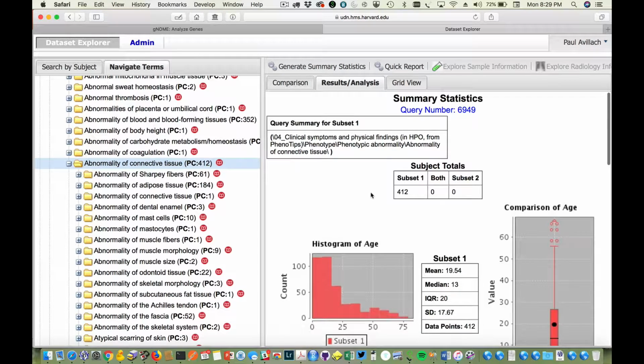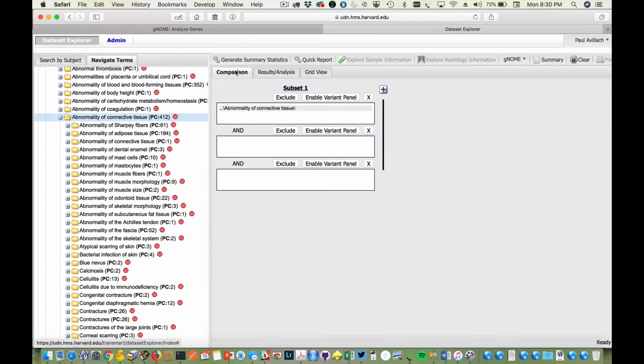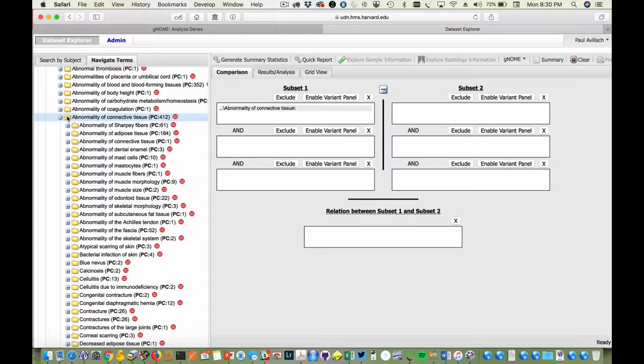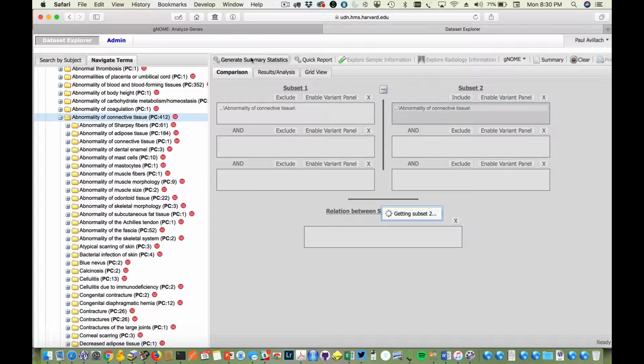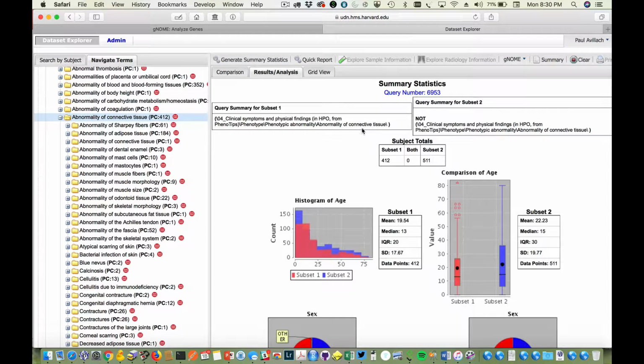And then I can explore, in a second subset, all the patients that do not have an anomaly of the connective tissue, creating a comparison between both groups: on the left, abnormality of the connective tissue, 412 patients, and on the right, patients that do not have an abnormality of the connective tissue. And you can see that the mean age is 19 years old with the abnormality of the connective tissue versus 22 years old for those not having an abnormality of the connective tissue.